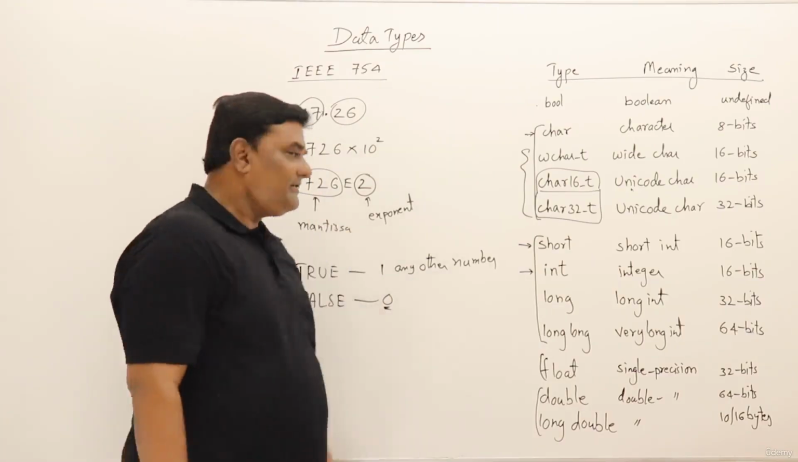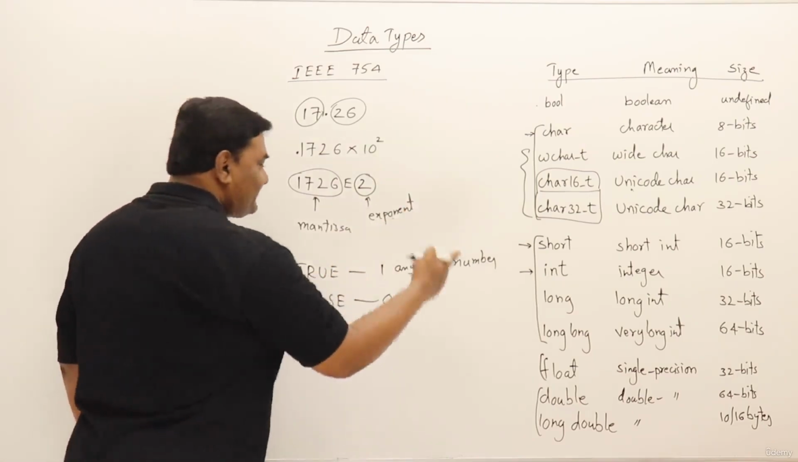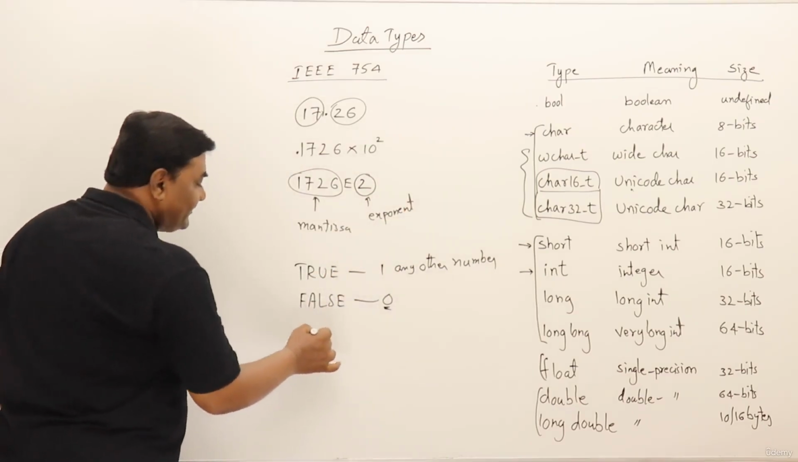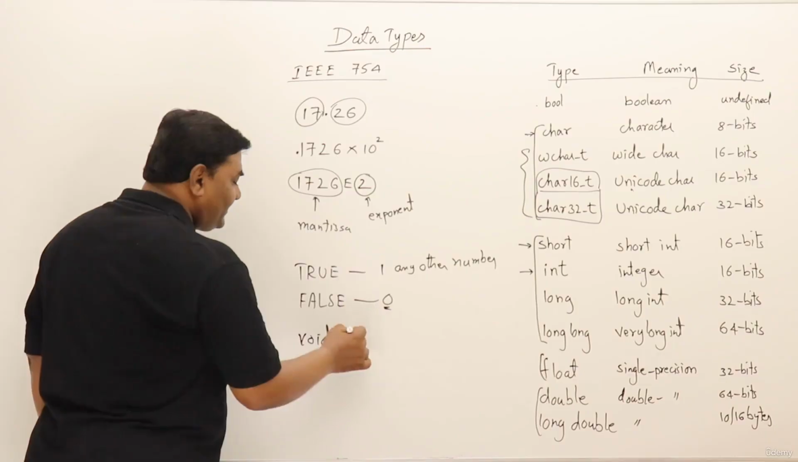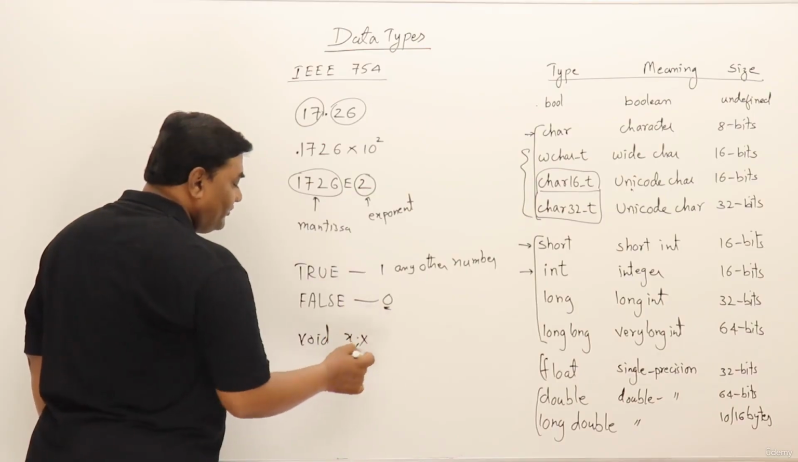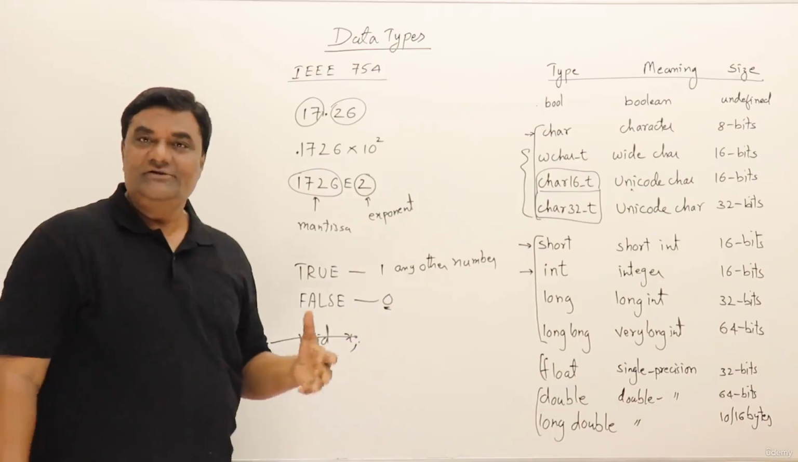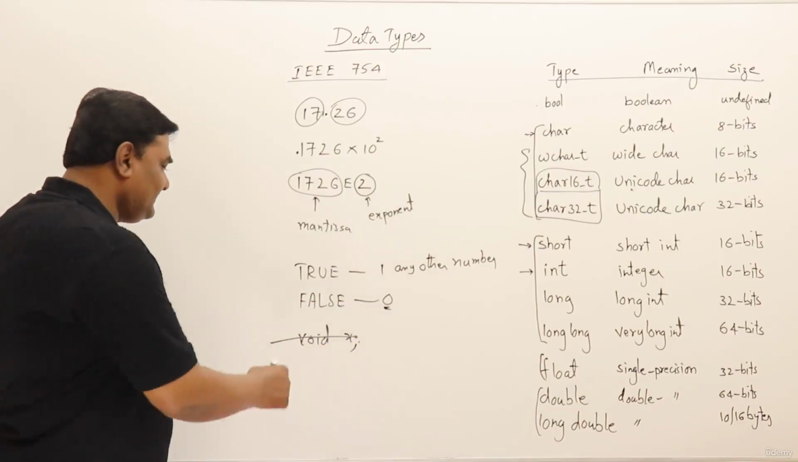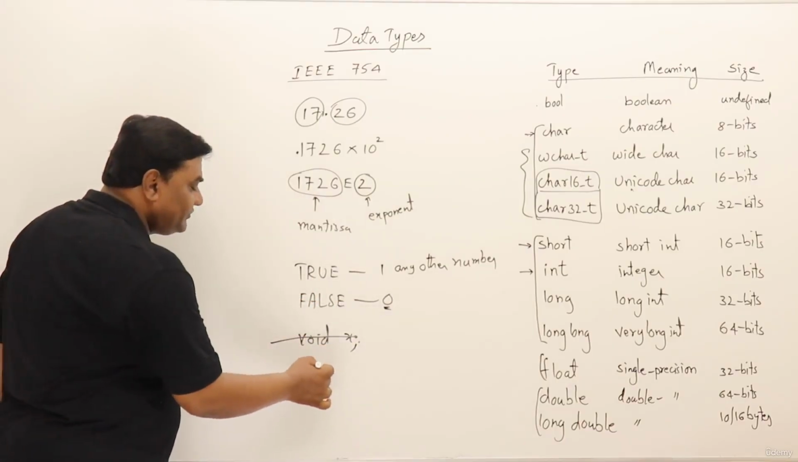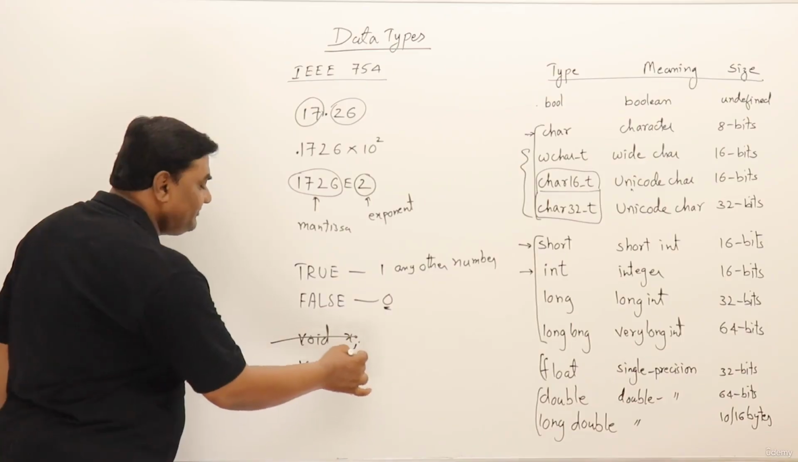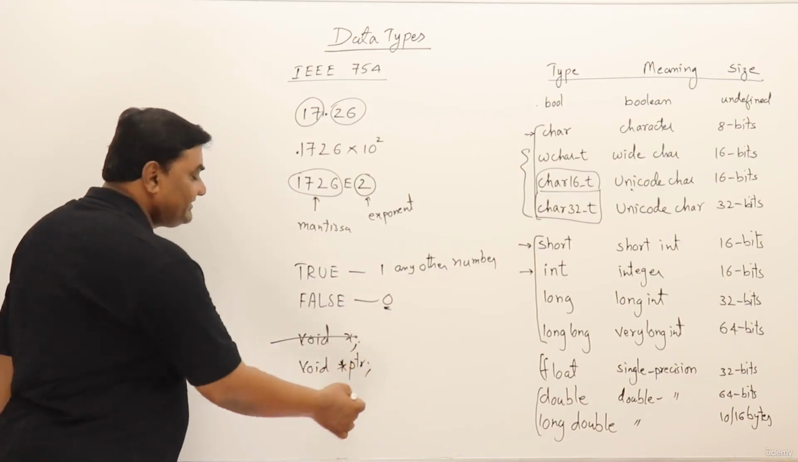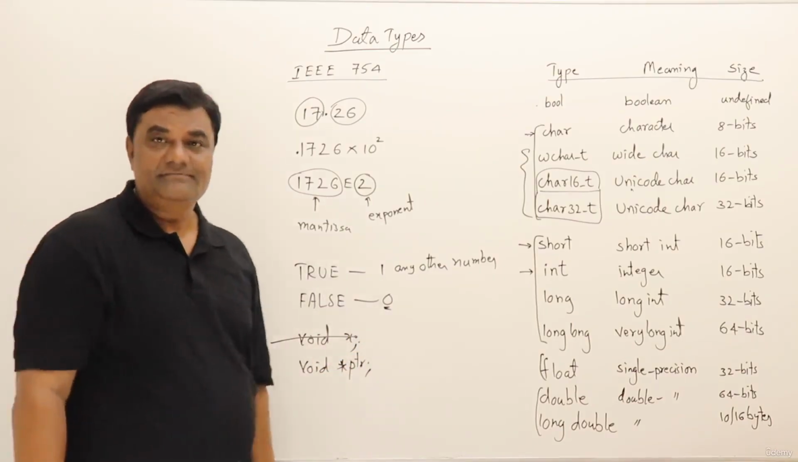Then one more is remaining, that is not listed here, that is void. Actually a void data type is there, but you cannot declare variables of type void. This is not allowed. Void means nothing. Then what is the use of void? We can declare a pointer of type void. We will study about this when we discuss pointers, and I'll tell about it then.